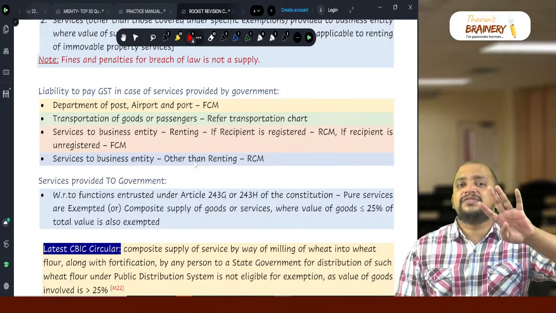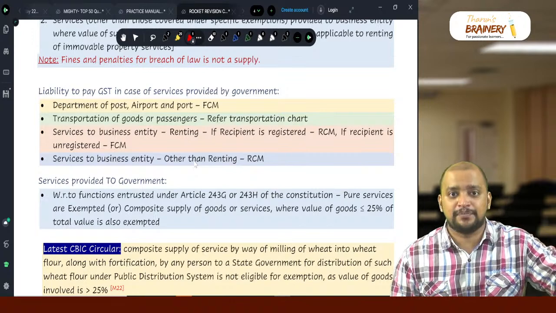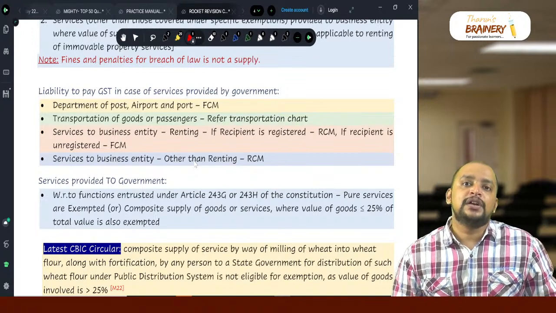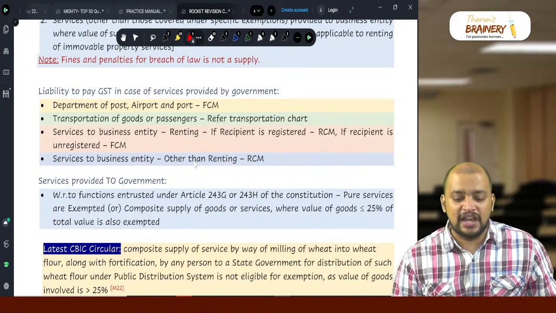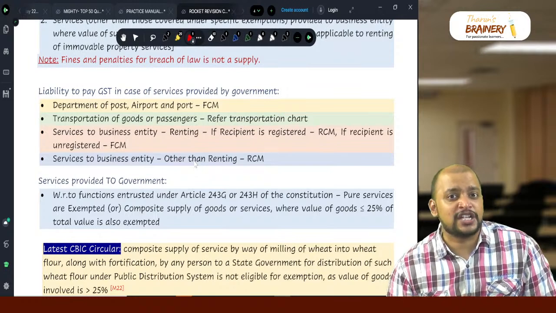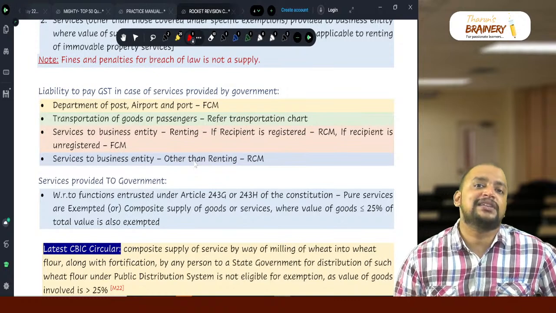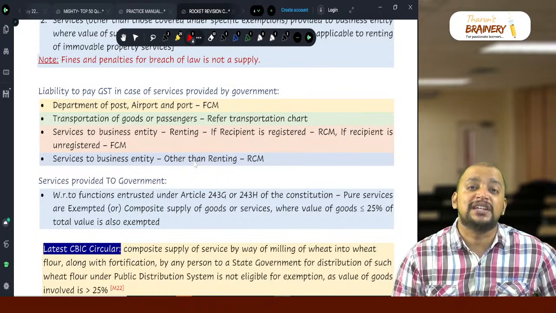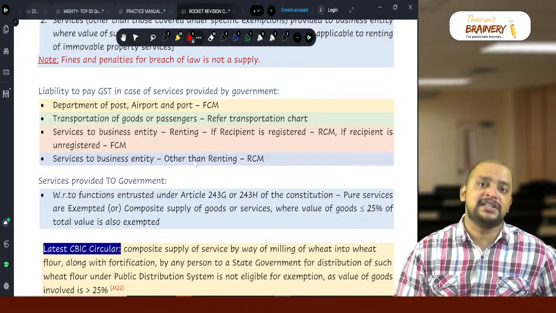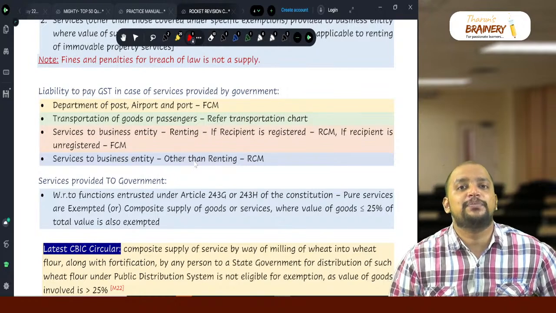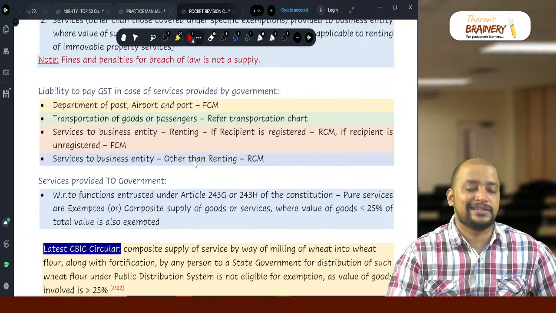So 4 activities we have seen. Department of Post, FCM, government only will pay. Number 2, transportation, mostly FCM, but we need to refer to the transportation chart. Airport or port service, FCM. Services to business entity, renting of immovable property: if the recipient is registered, RCM, otherwise FCM. Any other service provided by government to a business entity will be RCM.